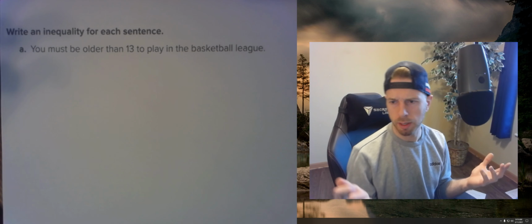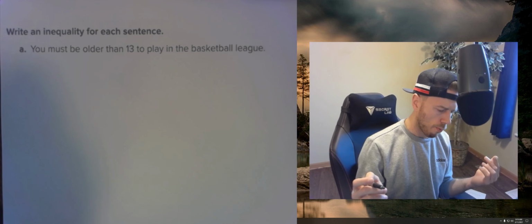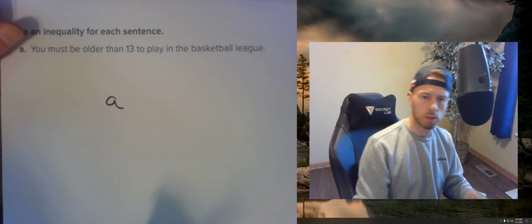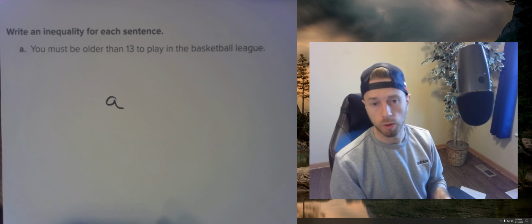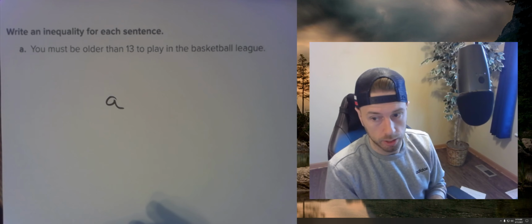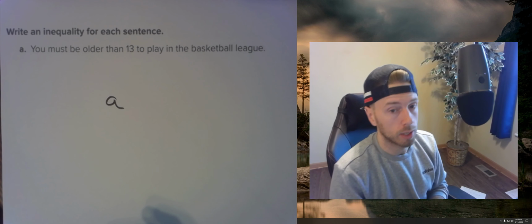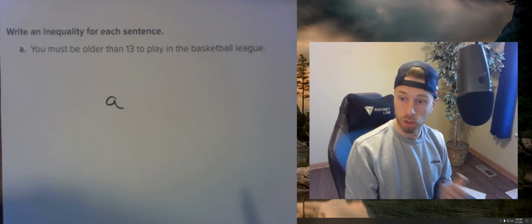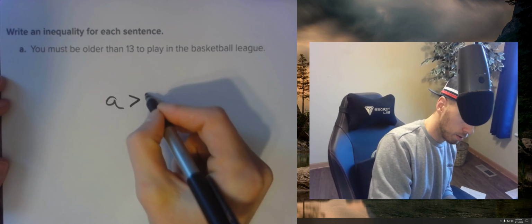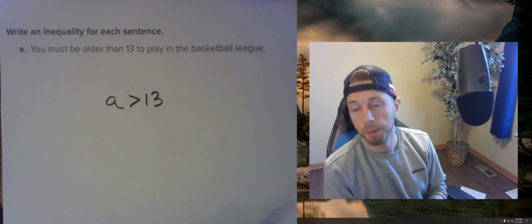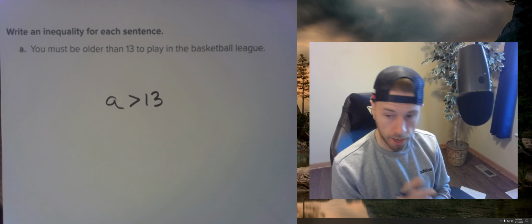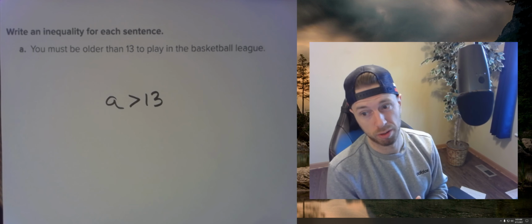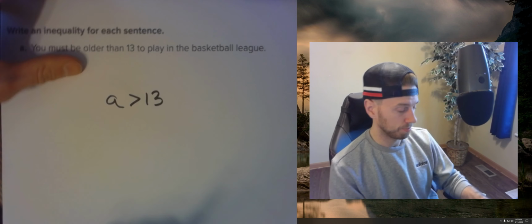So I would say let's use A for age again. Your age must be what? Greater than 13 or less than 13? Greater than or equal to 13 or less than or equal to 13? It says you must be older than 13, so your age must be greater than 13 to play in the basketball league. Not greater than or equal to, because it says you have to be older than 13. You can't be 13.